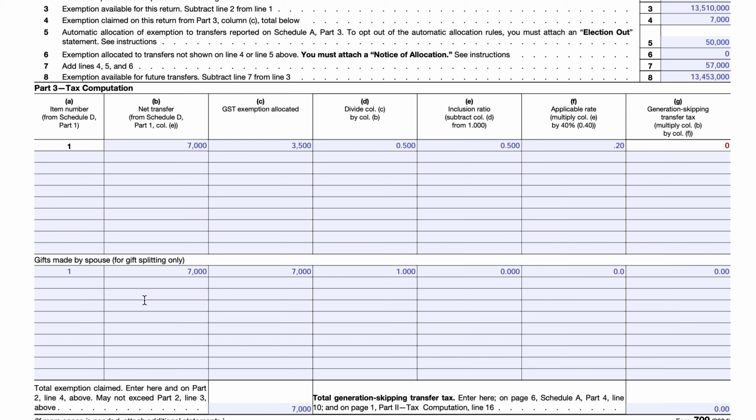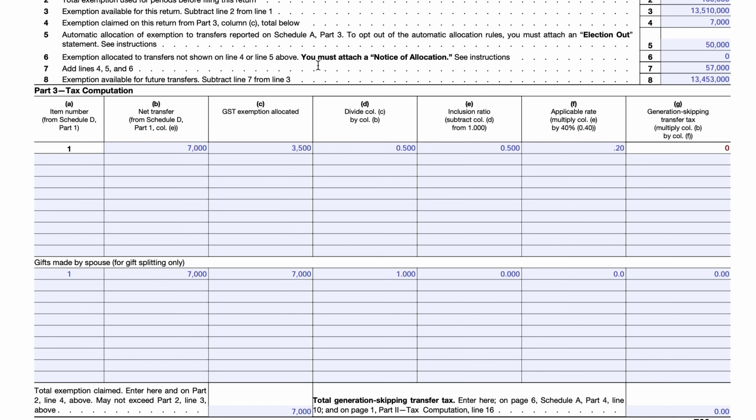So the gifts made by the spouse for gift splitting only, same numbers. We're putting in the $7,000 that applies to John Doe's side of the tax equation. His wife would be filing her own return that reports her side with him as the gift splitter. So that's the $7,000. There's $0 tax, but that's where this $7,000 comes from.